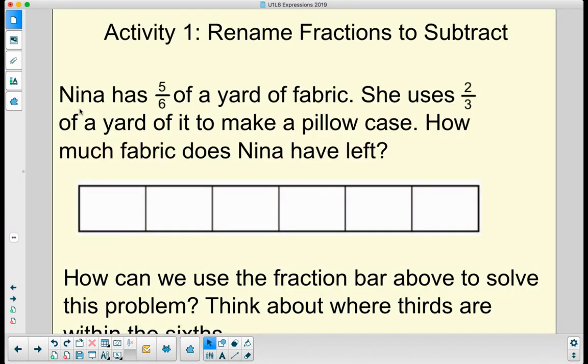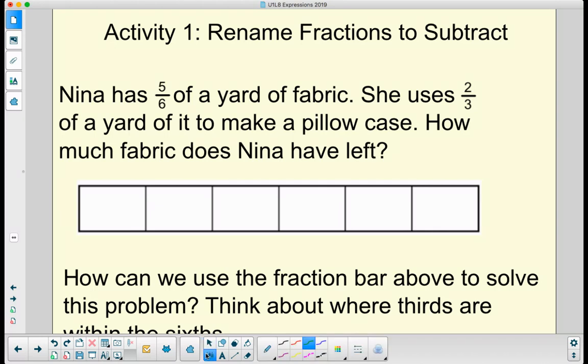Let's say we have the situation: Nina has 5/6 of a yard of fabric. She uses 2/3 of a yard of it to make a pillowcase. How much fabric does Nina have left? You have to pay attention to the fact that our whole is a yard of fabric. So our whole here is 1 yard. She has 5/6 of a yard.